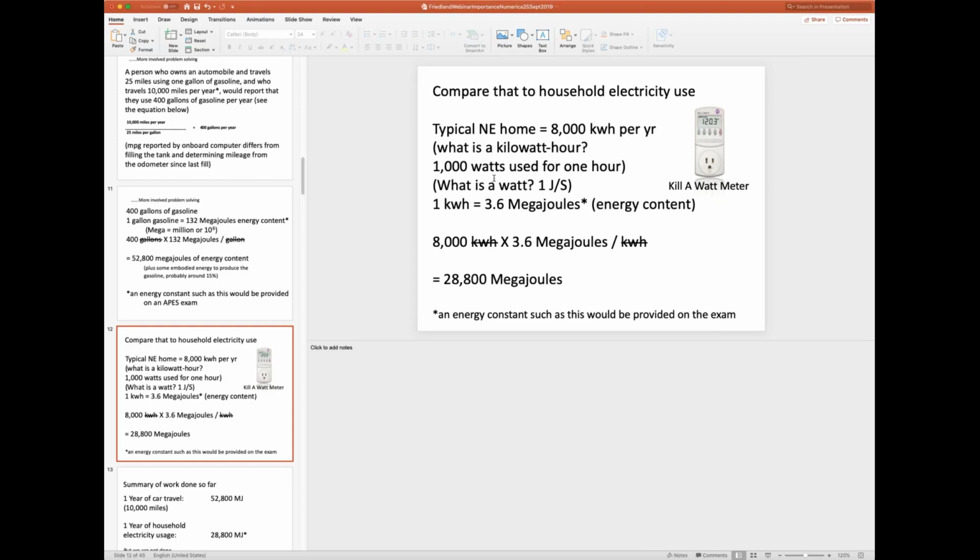I find that my students are always asking, when I say that a hairdryer uses about 1,000 watts, is that 1,000 watts per hour or what? And no, a watt is an instantaneous measure that is representing joules per second. So a kilowatt hour has 3.6 megajoules of energy content.